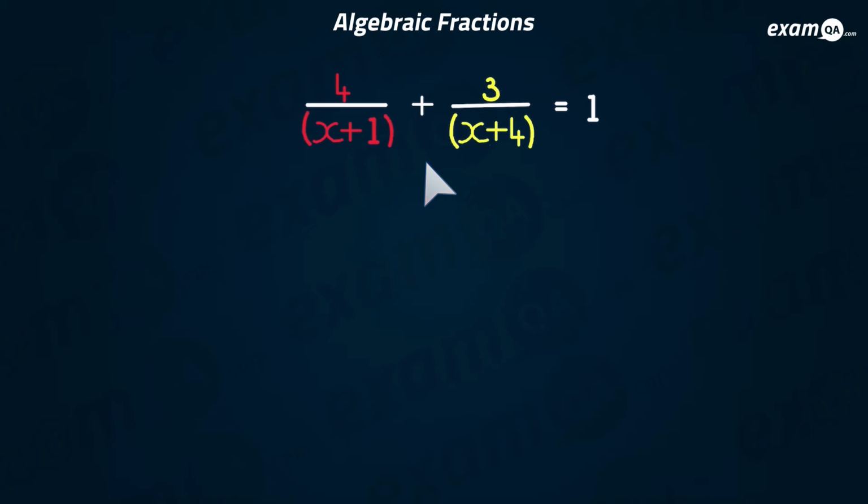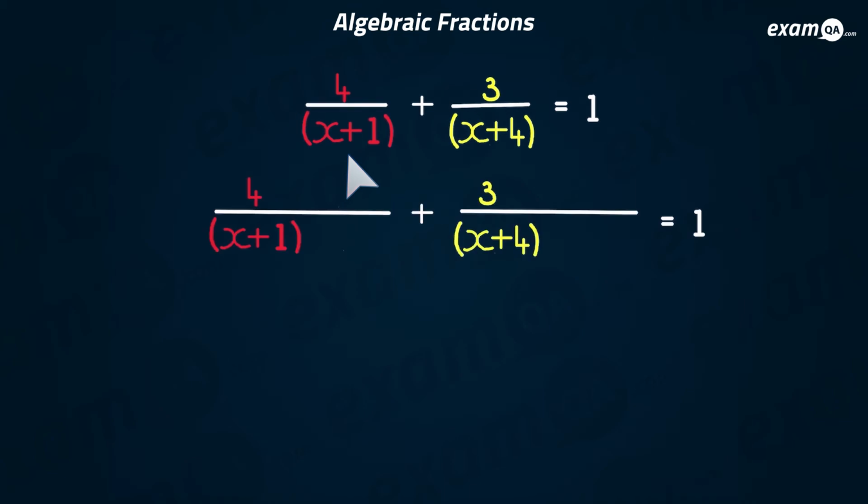Okay, so what do you remember about adding and subtracting fractions? The name of the game is to make the denominators the same. And the easiest way to do that is multiply them by each other. So the x plus 1 you're going to multiply by x plus 4, and the x plus 4 you're going to multiply by the x plus 1. Okay, so let's do that.